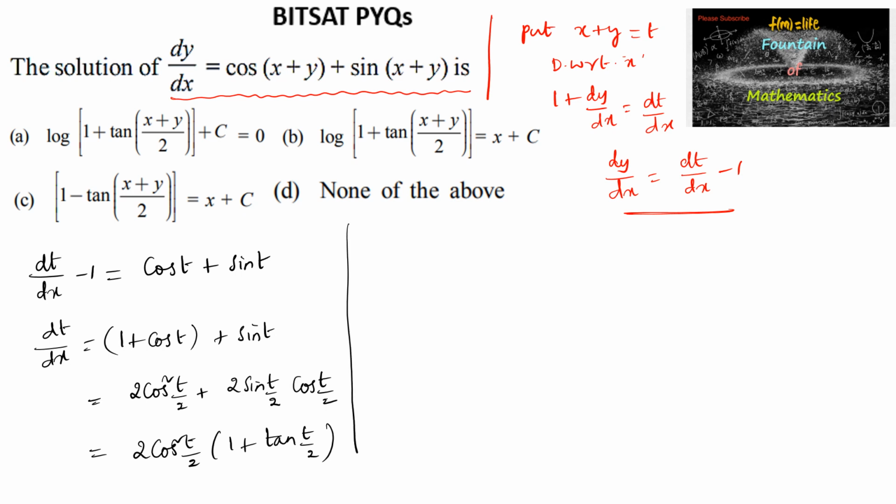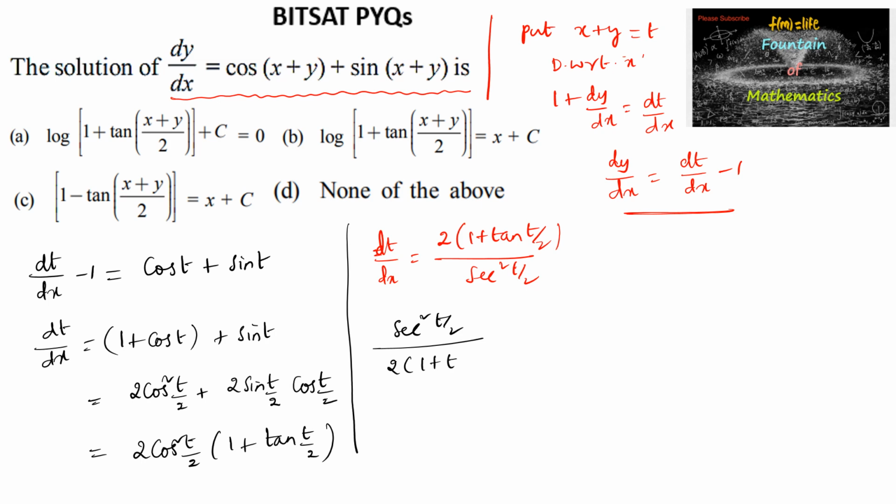So 2 cos square t by 2, we can get 2 times of 1 plus tan t by 2 divided by secant square t by 2, which is equal to dt by dx. Now separating the variables, we can write secant square t by 2 divided by 2 times of 1 plus tan t by 2 dt is equal to 1 dx, and integrating on both the sides.